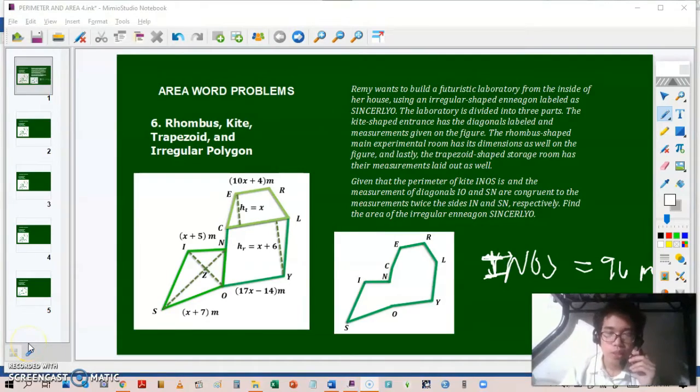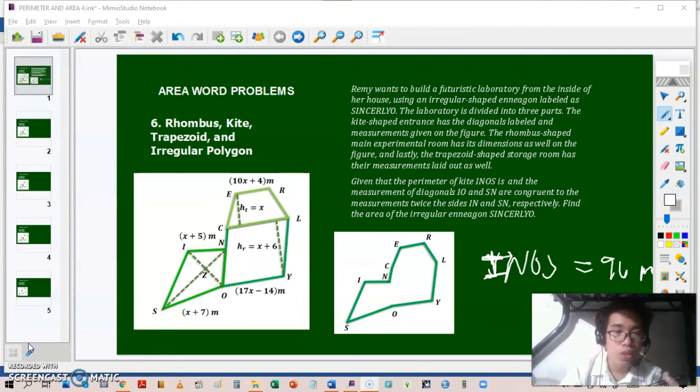Okay, so for our last problem, we have here the area word problem for rhombus, kite, trapezoid, and irregular polygon. So we have here another four figures, four figures rolled in one. So we want to solve for the area of these four different figures. We have a kite, a rhombus, a trapezoid, and of course the irregular polygon that we formed there, an irregular enneagon.